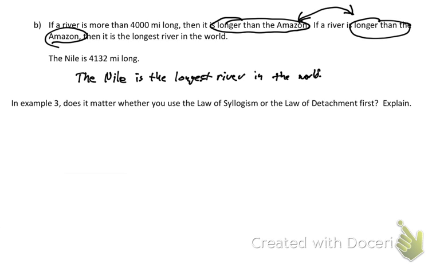All right, that's the law of syllogism with the law of detachment. In example 3, does it matter whether you use the law of syllogism or the law of detachment first? Explain. Which one did we have to use first, Owen?